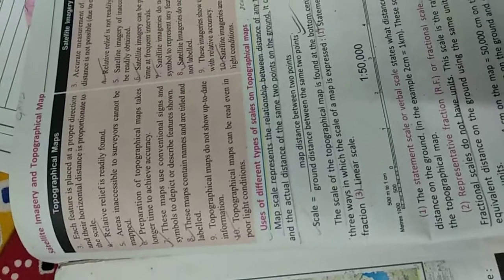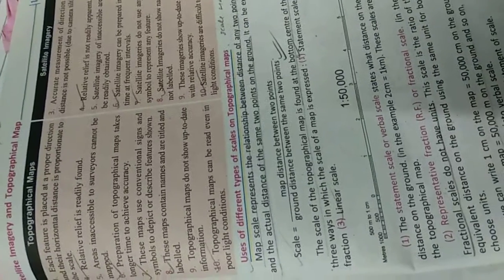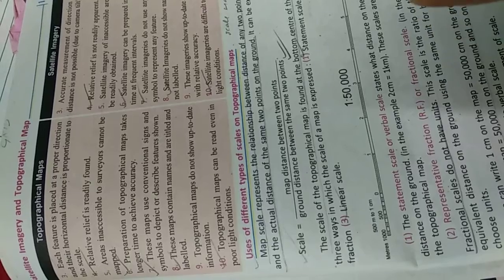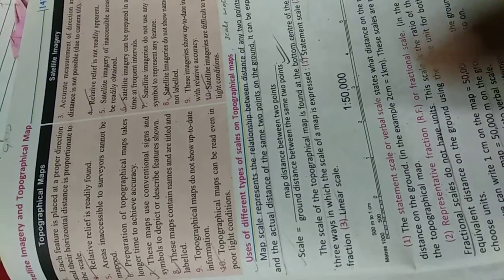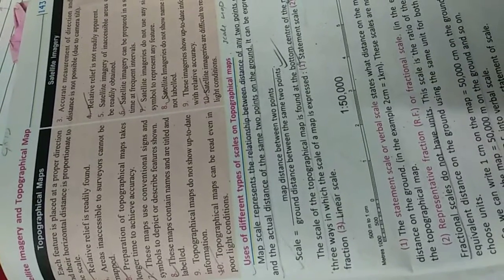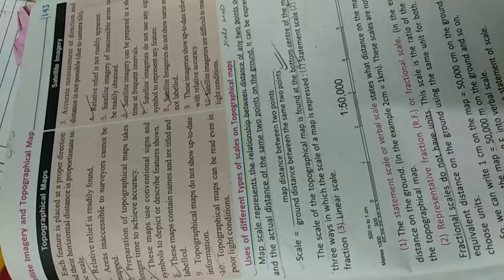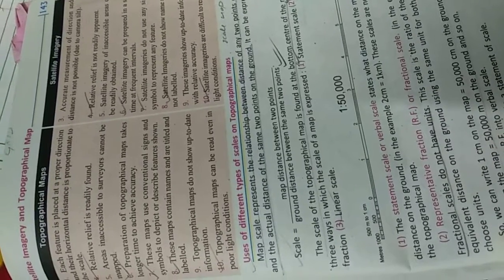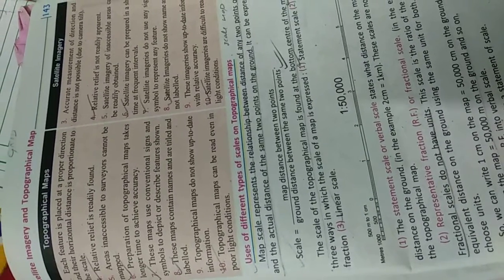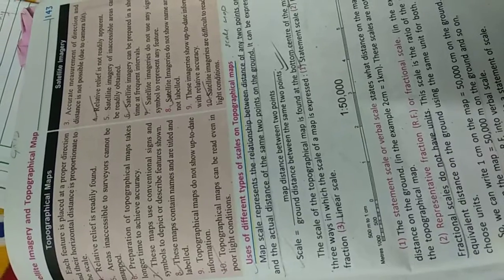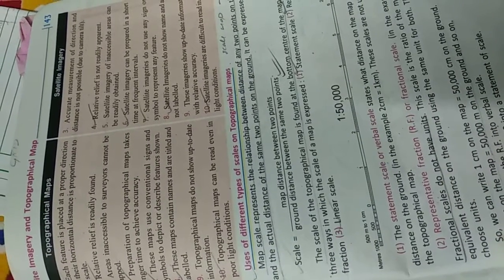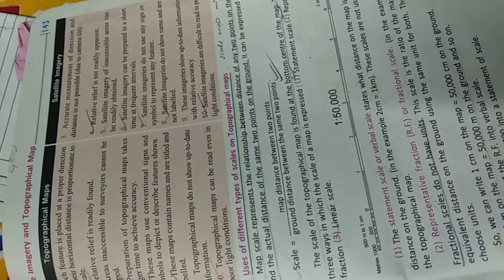Next is different types of scale of topographical maps. There are different map scales. Scale is the map distance between 2 points divided by the ground distance between the same 2 points shown on a map. Certain points of difference are there. For example, for this they use statement scale and representative scale.